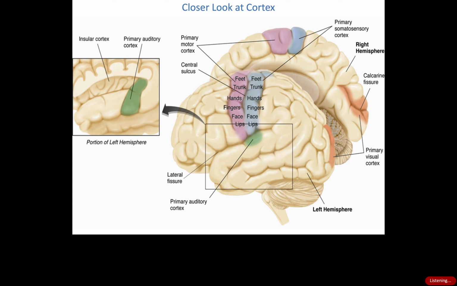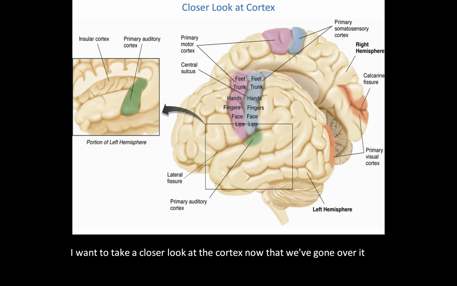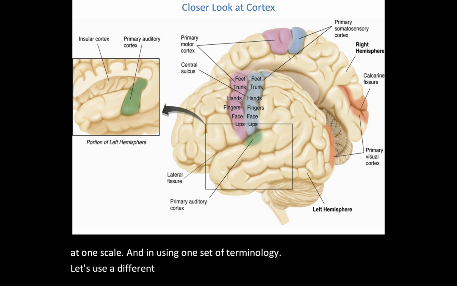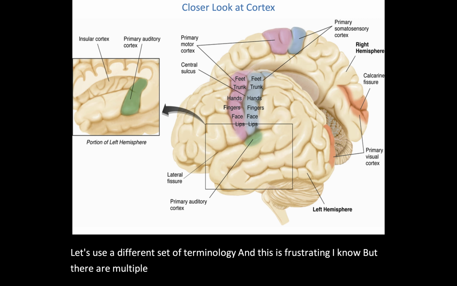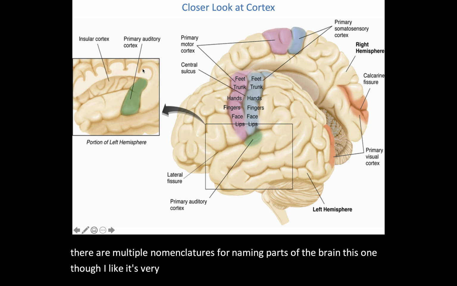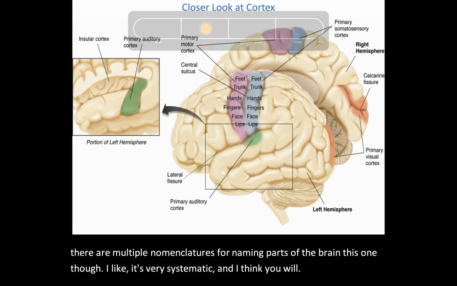I want to take a closer look at the cortex now that we've gone over it at one scale and using one set of terminology. Let's use a different set of terminology. And this is frustrating, I know, but there are multiple nomenclatures for naming parts of the brain. This one, though, I like. It's very systematic, and I think once you get a hang of it, you'll see what I mean.